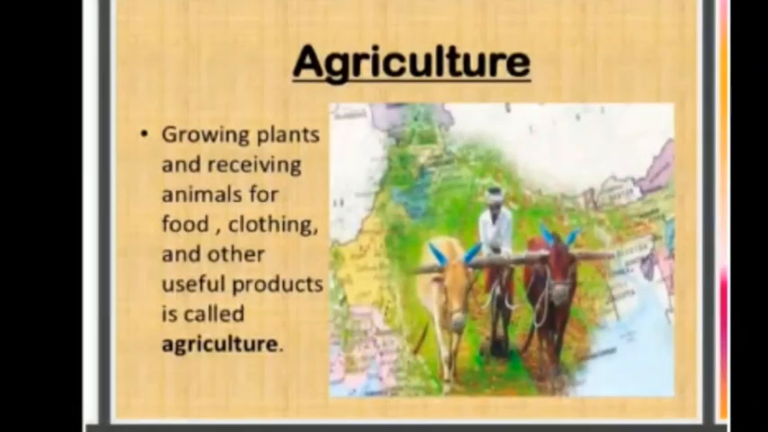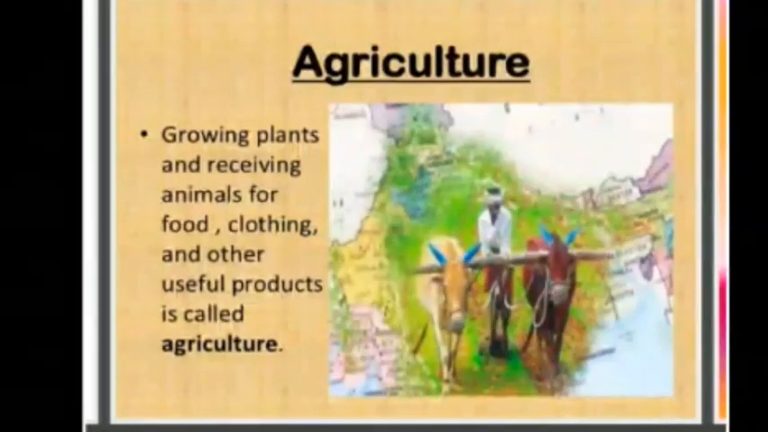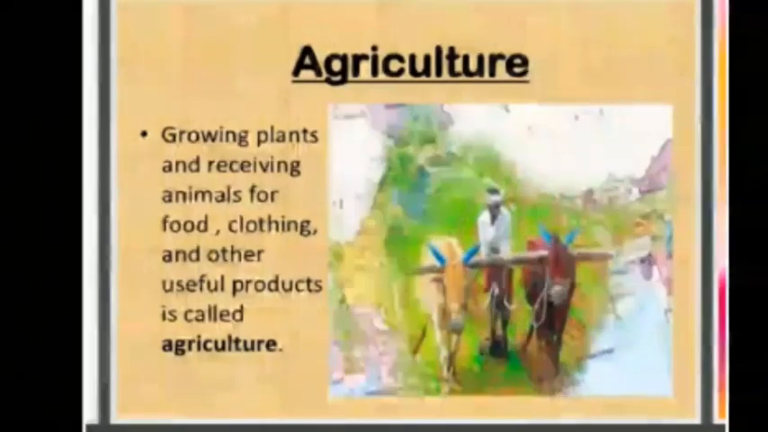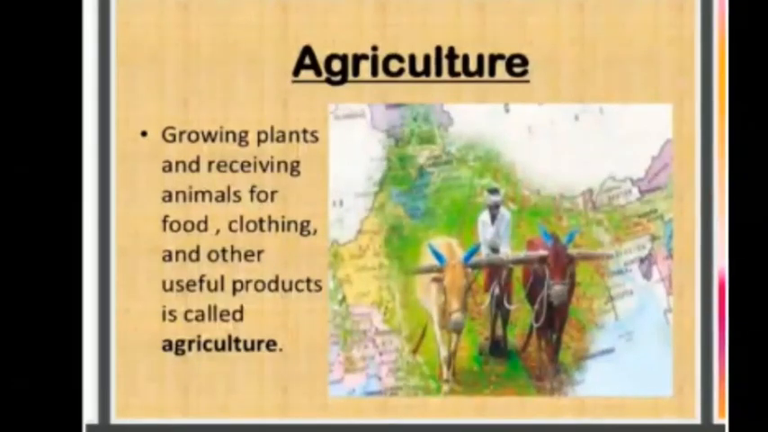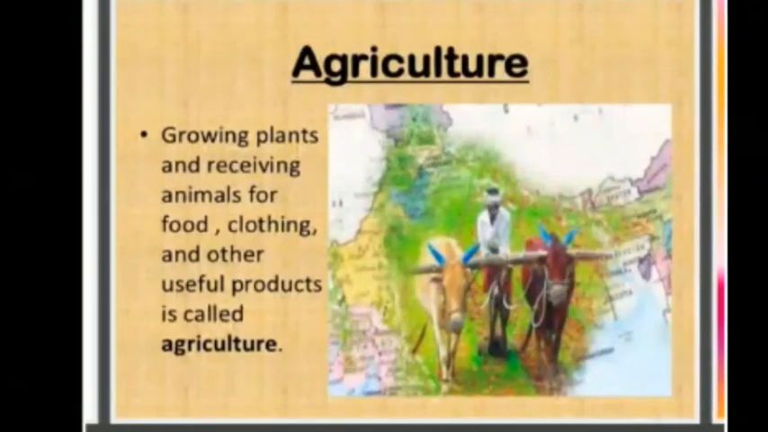So, write down the definition of agriculture. Growing plants and raising animals for food, clothing, and other useful products is called agriculture. I repeat, growing plants and raising animals for food, clothing, and other useful products is called agriculture.